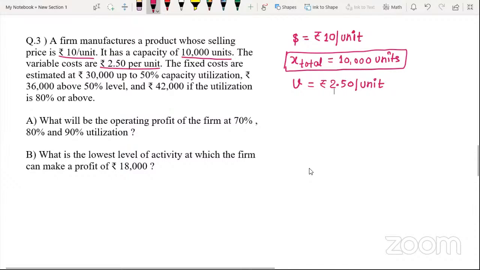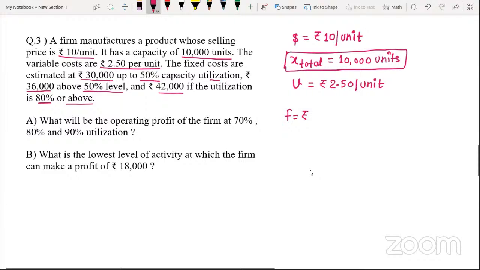Now the fixed costs are estimated at rupees 30,000 up to 50% capacity utilization, rupees 36,000 above 50% level, and rupees 42,000 if the utilization is 80% or above. Okay, so this is a slightly new thing. You just have to read the question carefully. So what they are saying, they have just given a table.